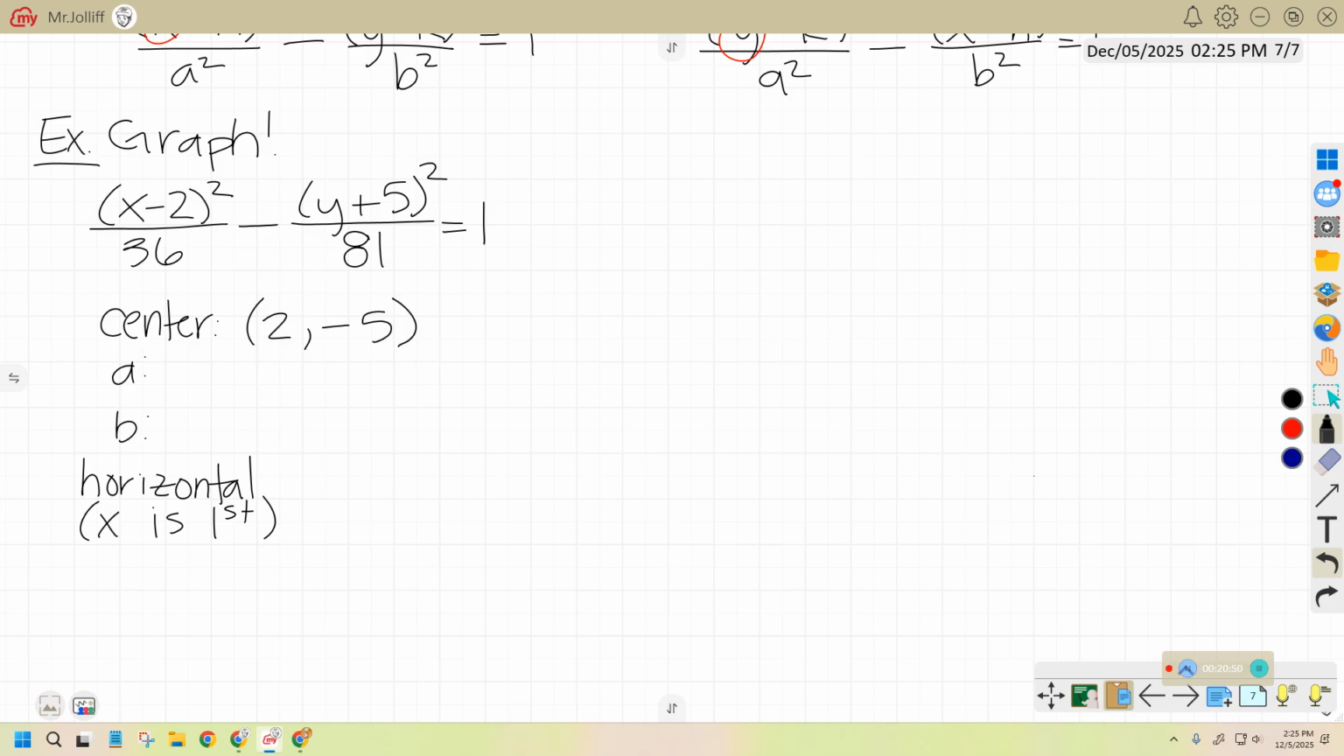My A, I know that A comes from the first term, and it's the square root. So I need the square root of 36, which is 6. That's where my vertices are. 6 in either direction from the center. My co-vertices, I need the square root of 81, which is 9. They're going to be 9 from the center up and down. Good.